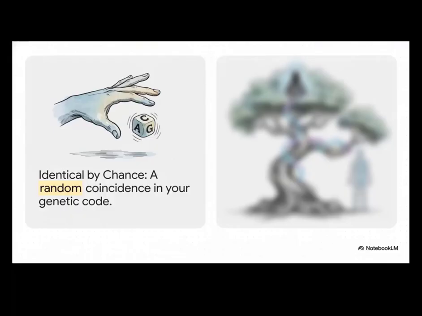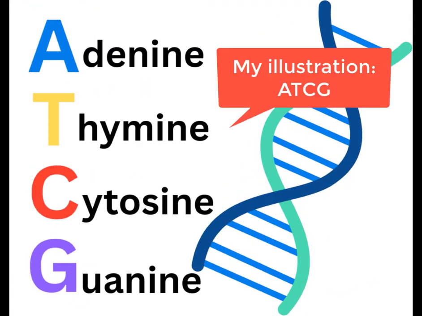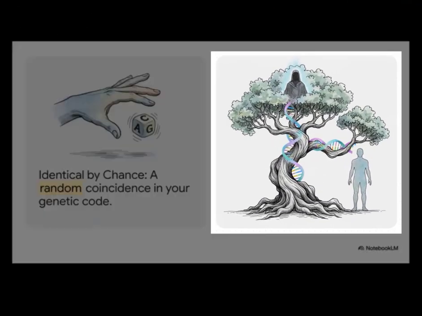I'll show you. So in this section, it's illustrating the difference between identical by chance and identical by population. And at first, with the graphic on the left, I was wondering, why are there letters on the dice? And then I realised, oh, it's 3 of the 4 genetic codes, with T being the one that isn't shown. That's actually pretty clever.